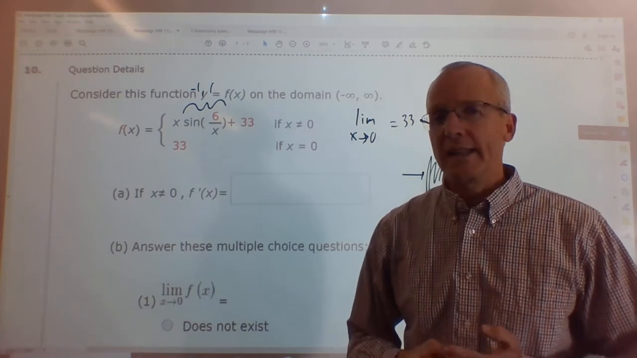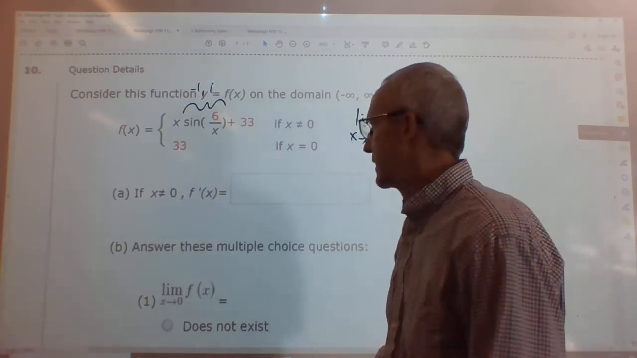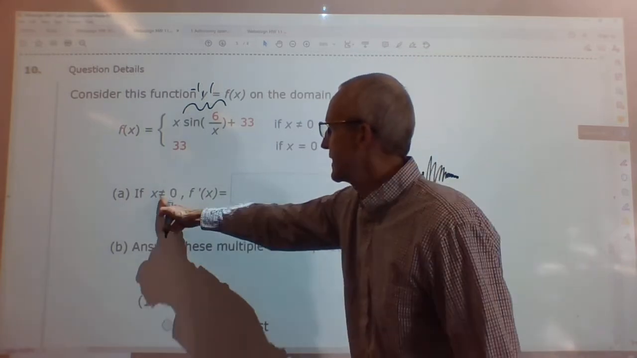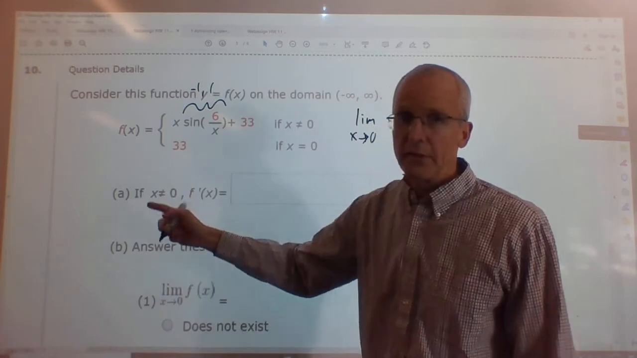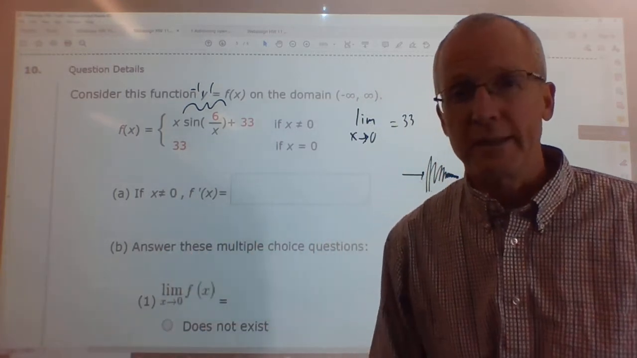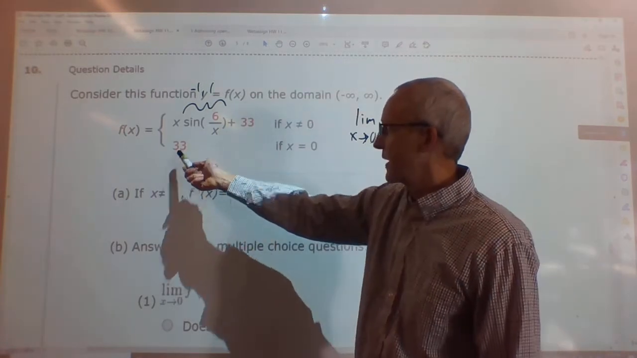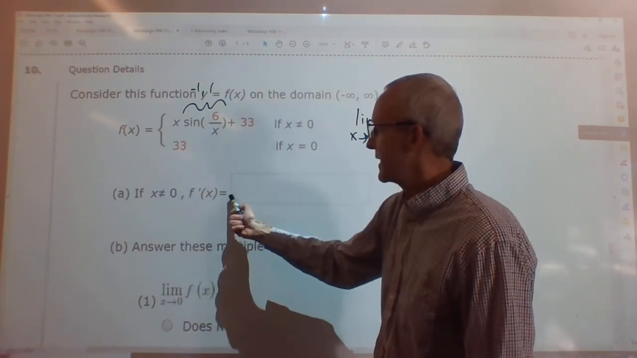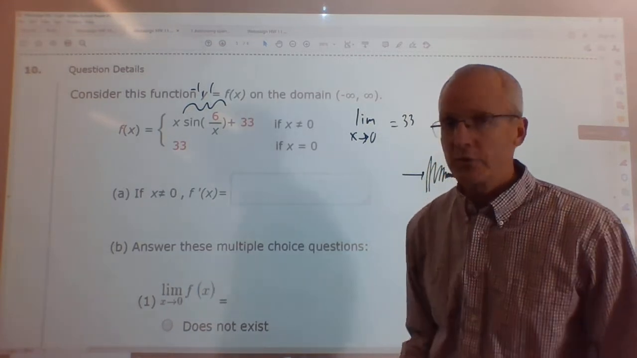The question is, does it have a derivative at x equals 0? Okay, and that's what we're going to do here. So now if x isn't equal to 0, what's the derivative? Now the derivative at x equals 0 is the derivative of 33, which is 0, right? The slope at x equals 0 is 0 because it's a constant, and the derivative of a constant is 0. But when x is not equal to 0, what's the slope? So we have to use the chain rule and the product rule.